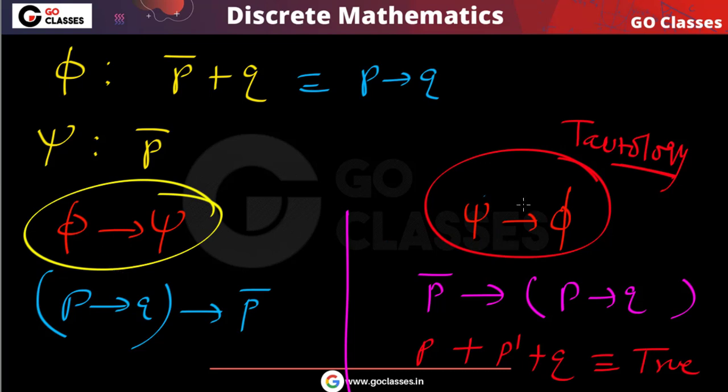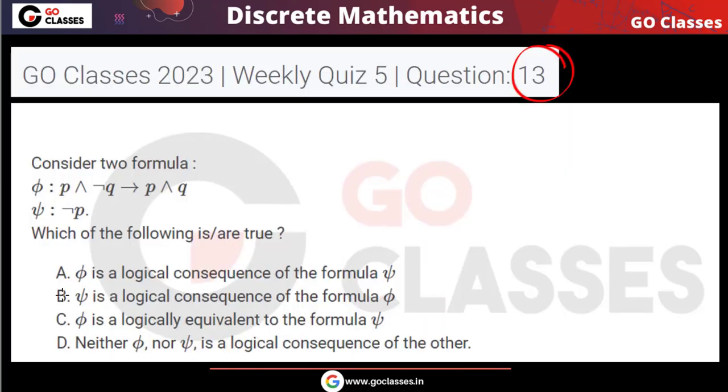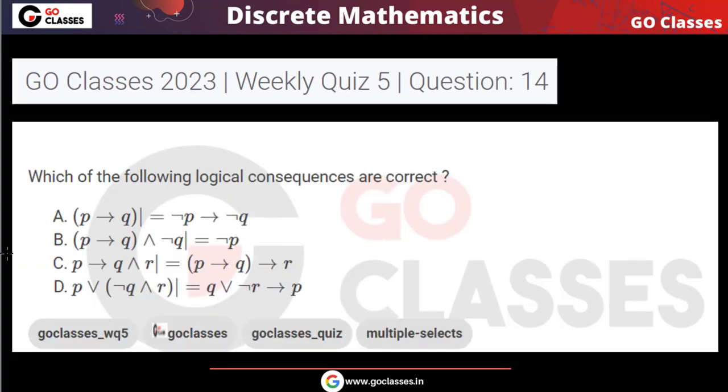So I can say that psi implies phi is a tautology. So I can say phi is a logical consequence of the formula psi. So option A is correct. Okay, let's see the next question.